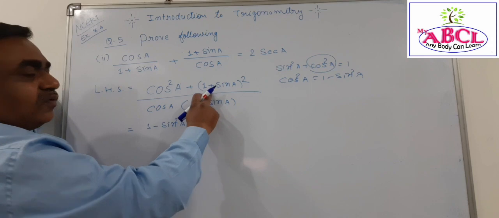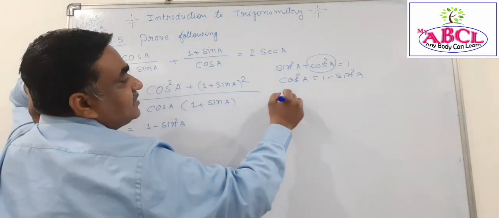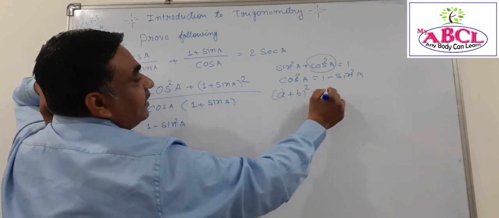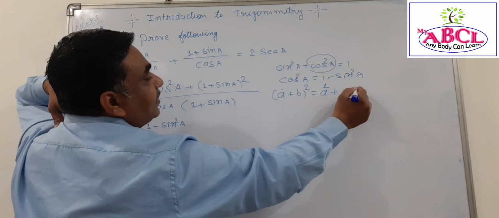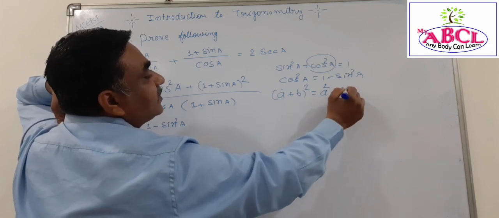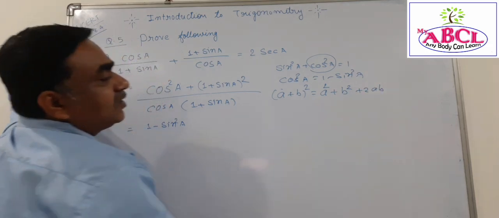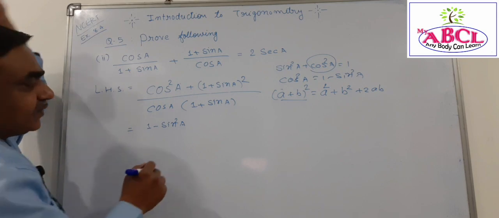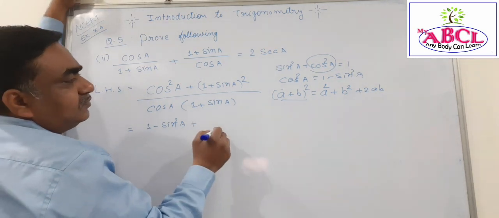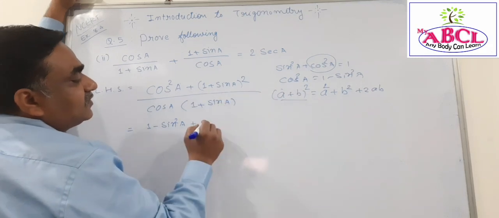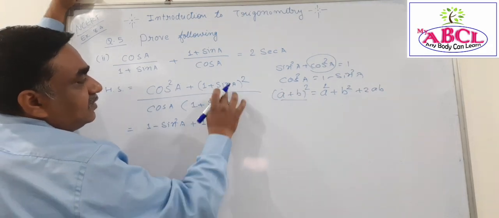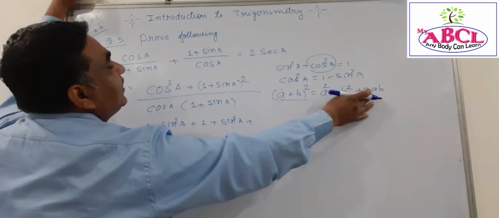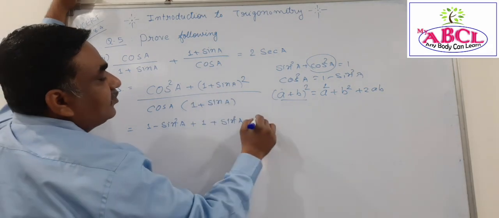Then I have the second identity, that is A plus B whole square, which I can write as A square plus B square plus 2AB. So I can apply this identity to 1 plus sin A whole square. Plus, A square means 1 square, so 1, plus sin square A, plus 2 into A into B, so 2 into 1 into sin A, so it will become only 2 sin A.